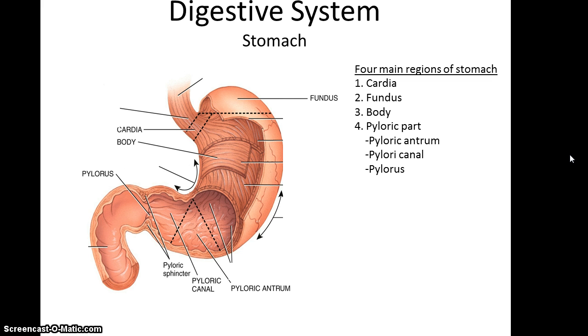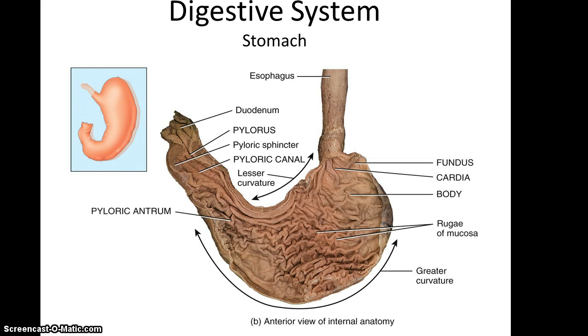So pyloric sphincter at the inferior end of the stomach, controlling the movement of food into the small intestine. Here again is another picture of the stomach. You can clearly see here how part of the pyloric part looks kind of more like a canal over here.